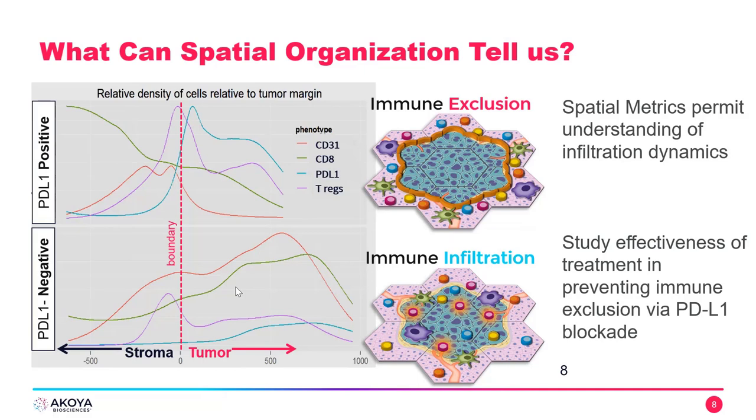Here is an example of the spatial analysis done on a multiplex PD-L1 positive melanoma. So what can spatial organization tell us? This immuno-oncology panel allows us to access and understand PD-L1 expression along invasive margins and understand a large variety of phenotypes at play. This again shows the importance of multiplexing and multispectral imaging.